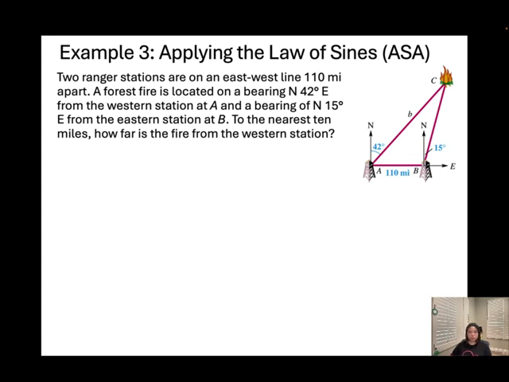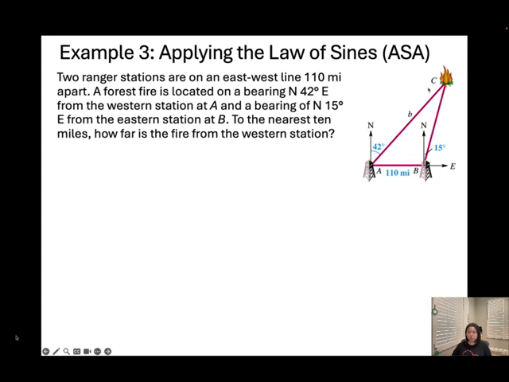Okay, check your work. We have two ranger stations on an east-west line, 110 miles apart. So AB here is going to be 110 miles. A forest fire is located on a bearing north 42 degrees east from the western station A and a bearing of north 15 degrees east from the eastern station at B. Okay, this is station B. To the nearest 10 miles, how far is the fire from the western station? So this is the western station and this is the fire. So we are looking for the b here.